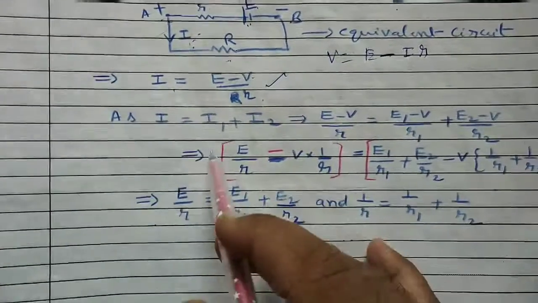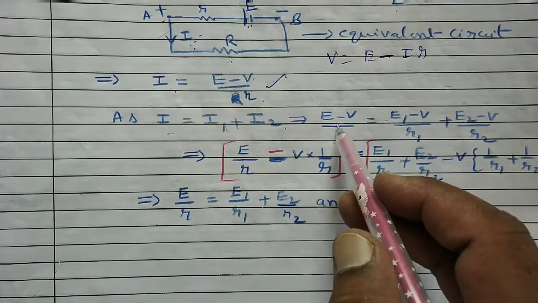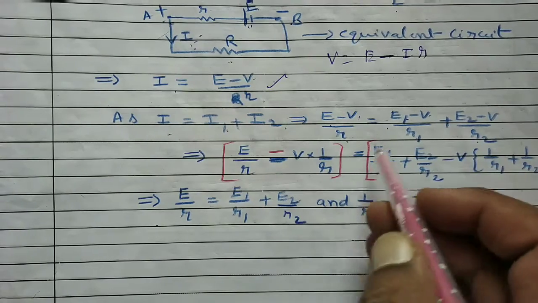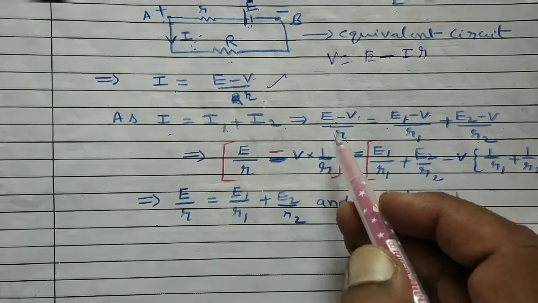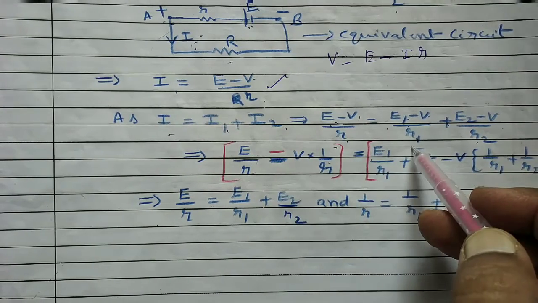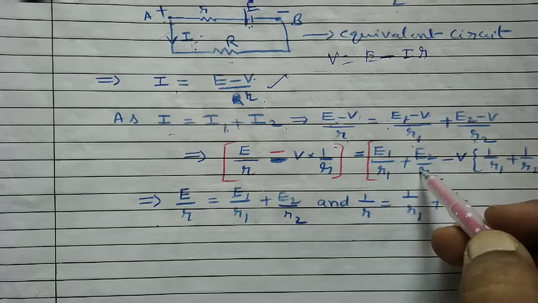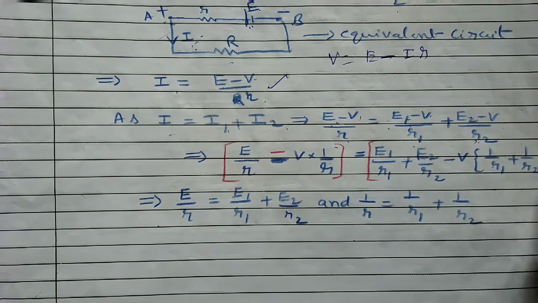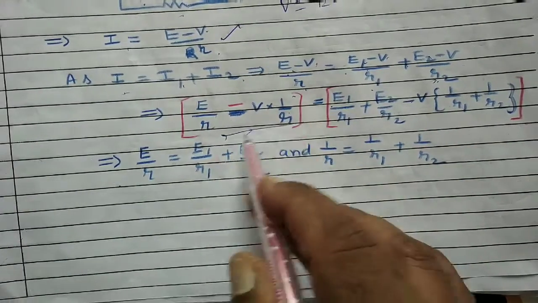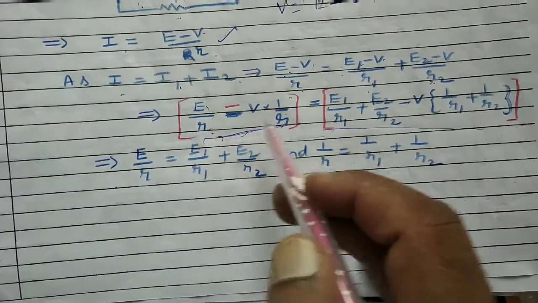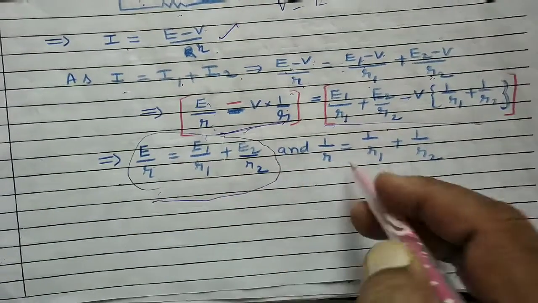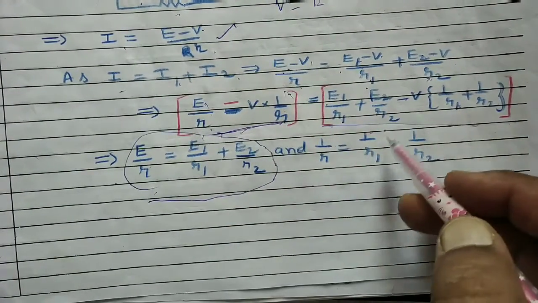Now in this parallel combination I is equal to I1 plus I2. Therefore (E minus V) by R is equal to (E1 minus V) by R1 plus (E2 minus V) by R2. Now if you split each into two fractions, E by R minus V into 1 by R is equal to E1 by R1 plus E2 by R2 minus V into (1 by R1 plus 1 by R2). Now if you compare the LHS and RHS, then E by R must be equal to E1 by R1 plus E2 by R2. Similarly, 1 by R must be equal to 1 by R1 plus 1 by R2.